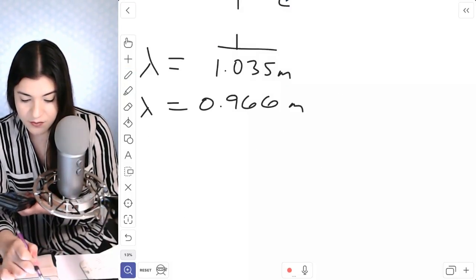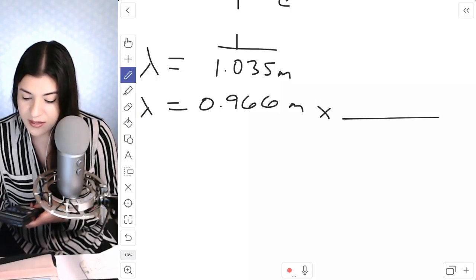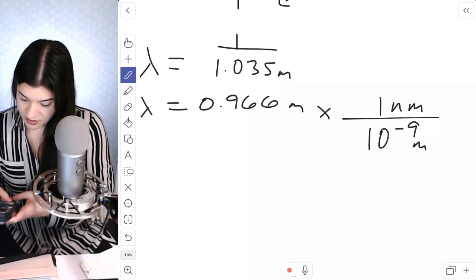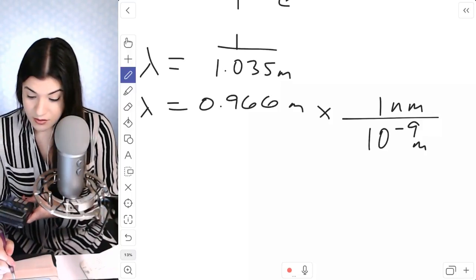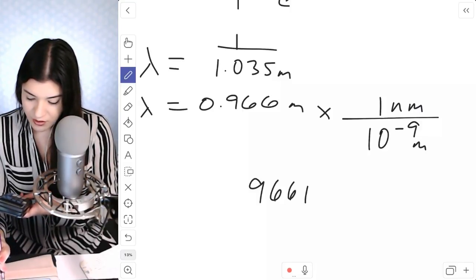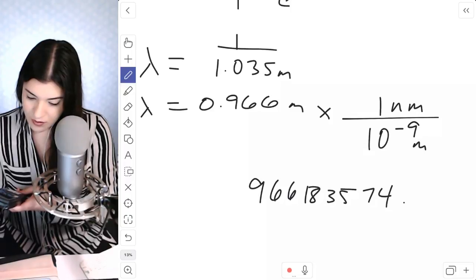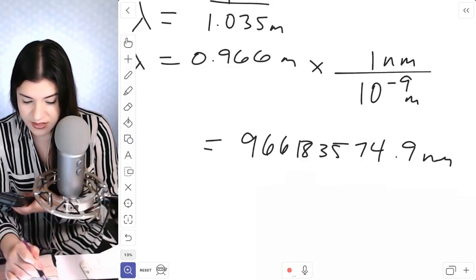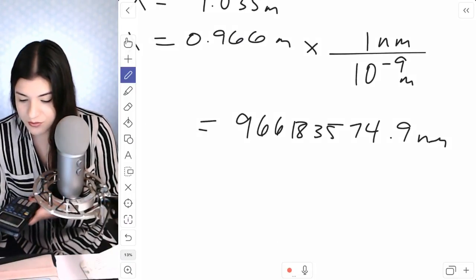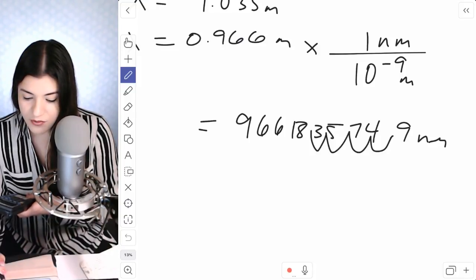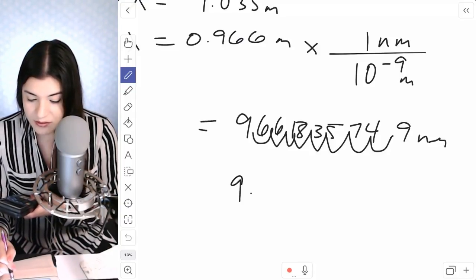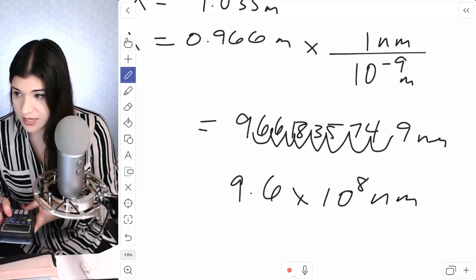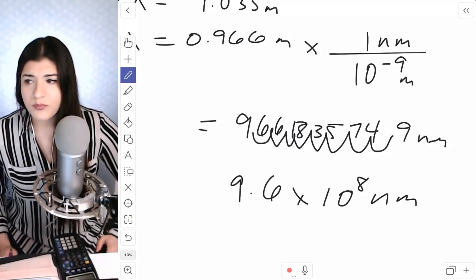I'll convert that to nanometers. And then times 10 to the negative 9th meters per every 1 nanometer. So I'll divide that, and let's see what that gives us. It's going to give you a very large value in nanometers, and that would have been it. What you could have done is just written this in scientific notation, which I do recommend, which would really be 9.6 times 10 to the 8th nanometers. That's what I would say to leave it as. It was just knowing that formula.